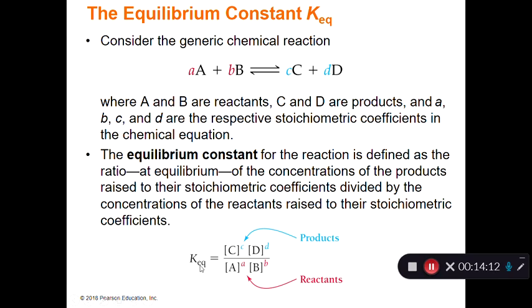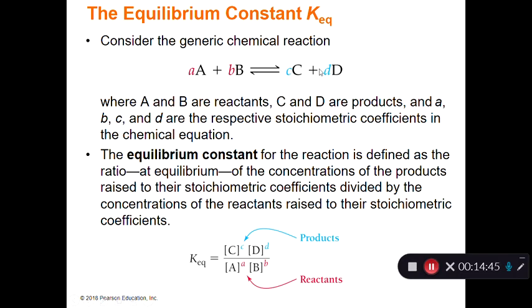Whenever we write the chemical equilibrium expression, we write products on the top and reactants on the bottom. So this is a convention: products on the top, reactants on the bottom. We need to know the concentration of each substance, so I use a bracket to represent concentration: concentration of C, concentration of D, concentration of A and B.